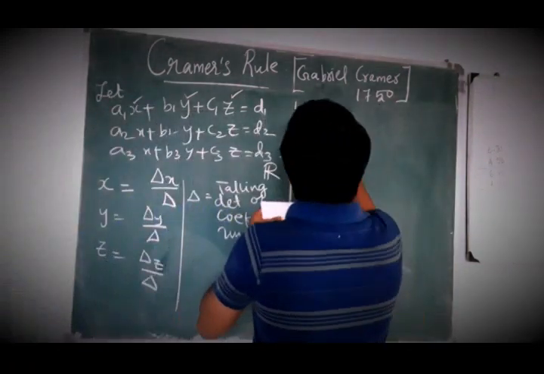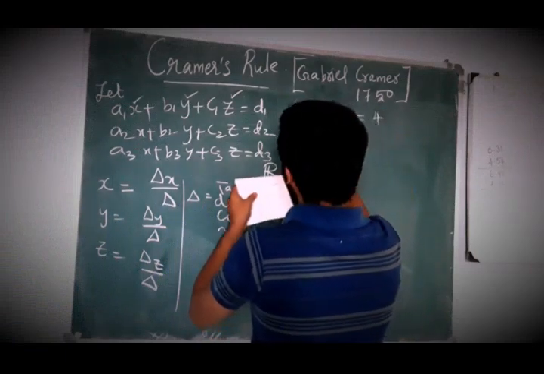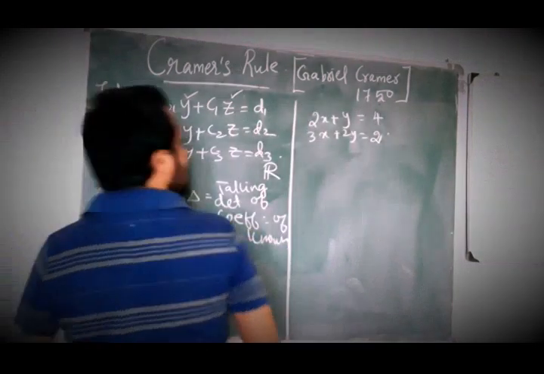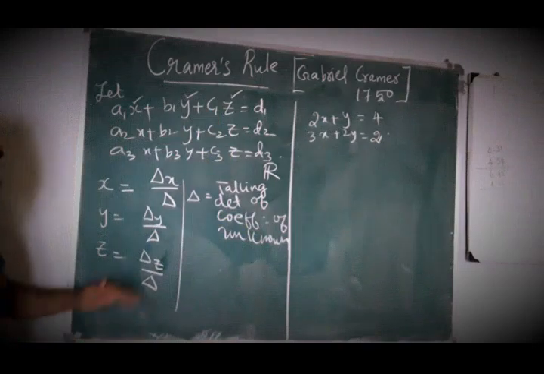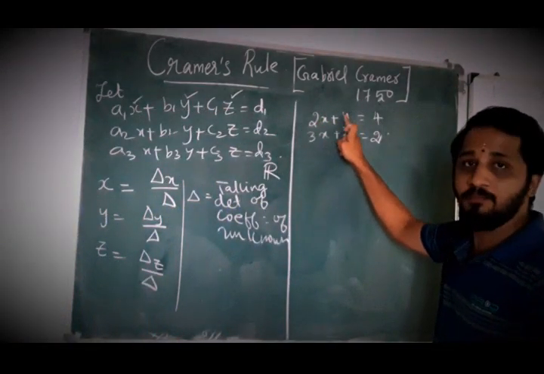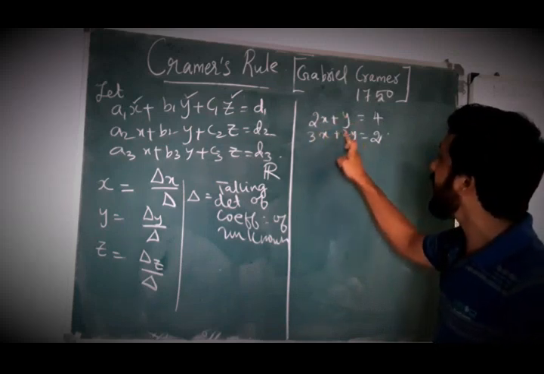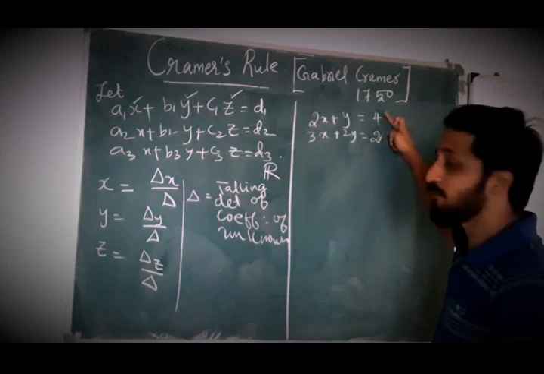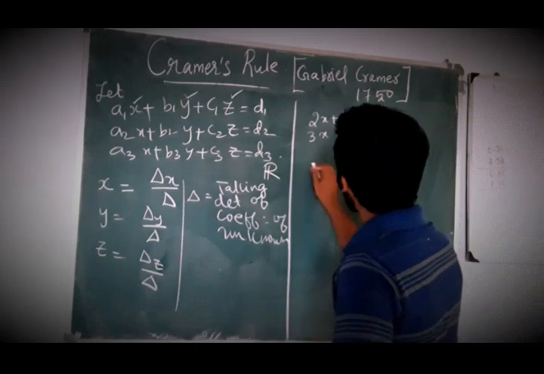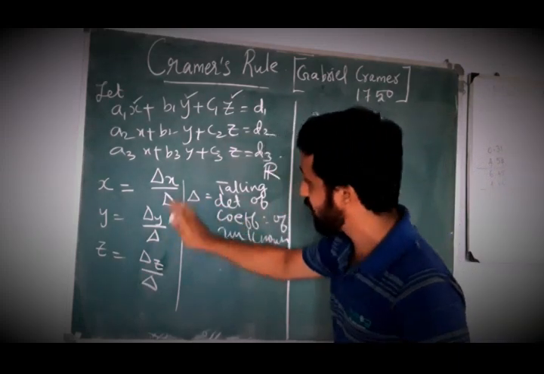I have an example. That is 2x plus y is equal to 4, and 3x plus 2y is equal to 2. Listen here. The coefficients of x and y for the first equation are 2 and 1, and for the second equation are 3 and 2. On the right hand side, in place of d1 and d2, I have 4 and 2. Is it clear?